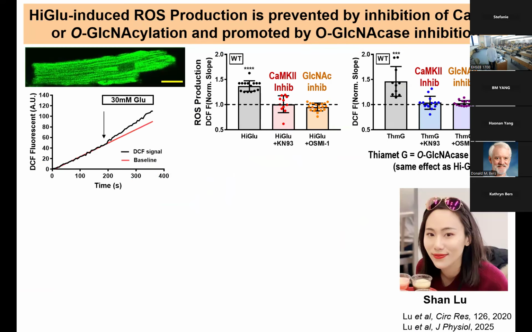So a graduate student in the lab sought to test that. Using both DCF and a genetically encoded ROS reporter, which showed the same results, you would see about a 40% increase in ROS production just by changing glucose to a high hyperglycemic diabetic level outside the cells. And that effect was again ablated by either inhibiting CaMKII with KN93 or now the GlcNAcylation with a better enzyme inhibitor. And this just shows that thiamet G, which inhibits the deGlcNAcylation, by itself was sufficient to reproduce this effect of high glucose.